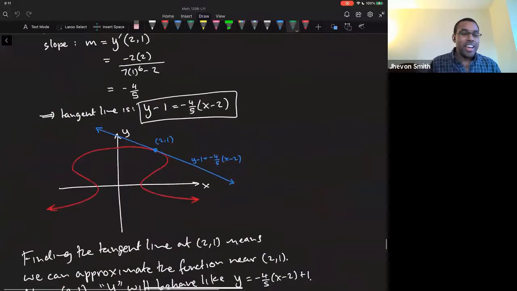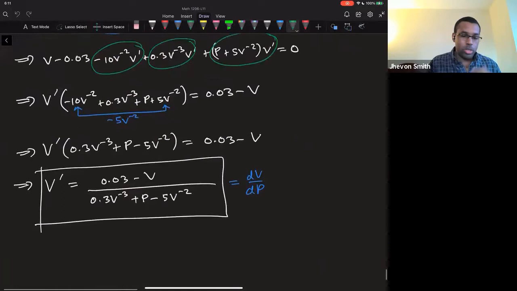Anyway, we will see more about using tangent lines to get stuff done later, but that was pretty much all we did. We just did a bunch of examples. So there you have it, that's the recap.